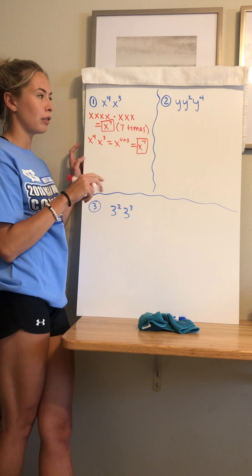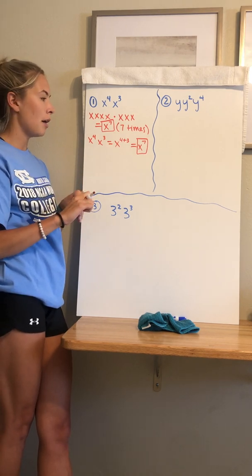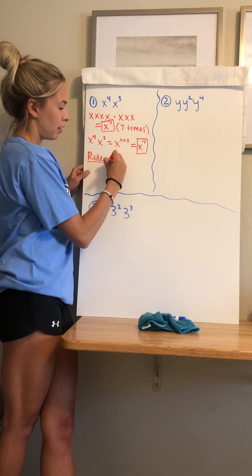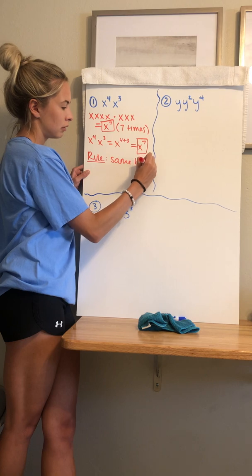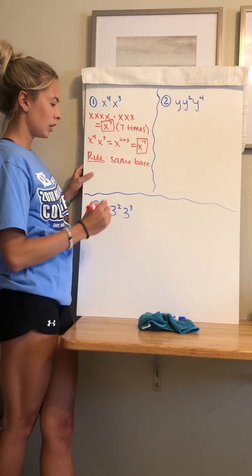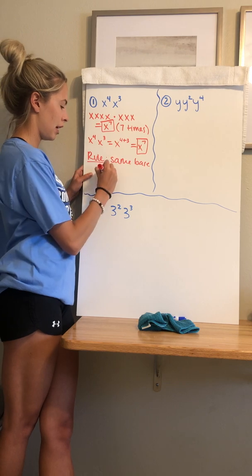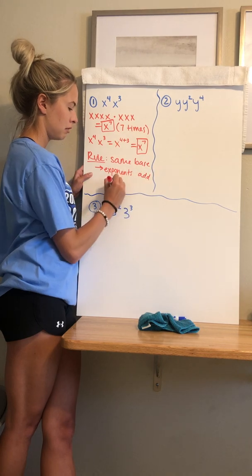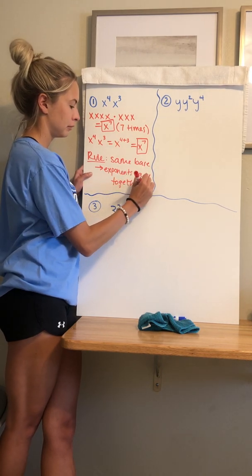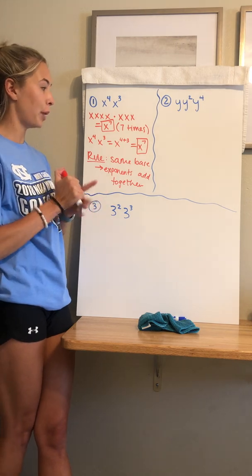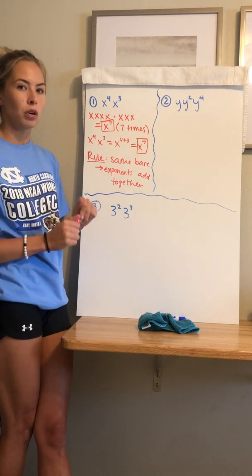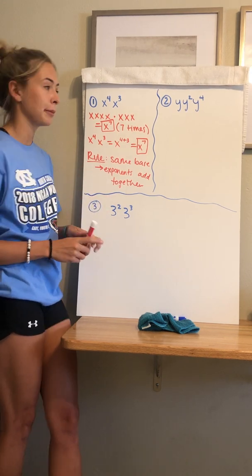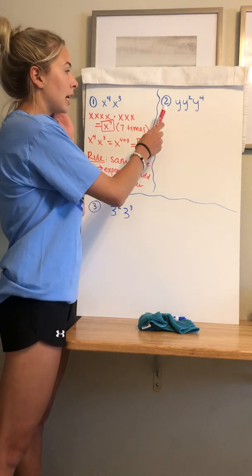Now we're going to take a look at a few different examples to make sure it works again, but that's our rule. So I'll write it out. If they have the same base, then our exponents add together. Sorry for the messy handwriting, but that is our rule. So when we're using multiplication and they have the same base, you add the exponents together. That being said, let's look at number 2.